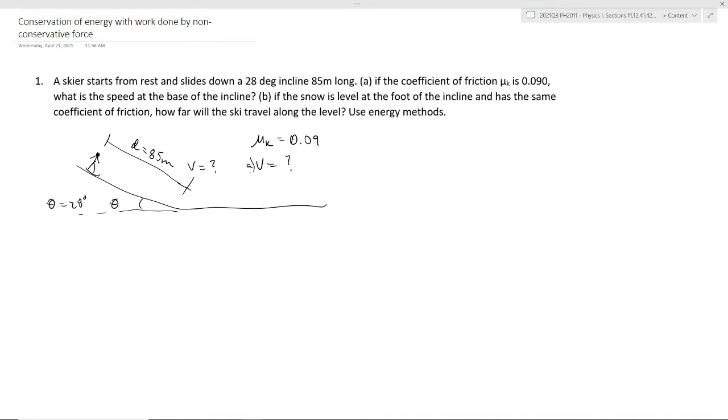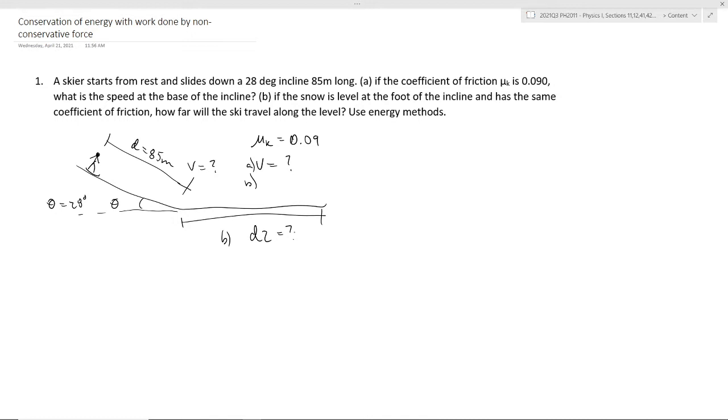That's for part A. And then part B is asking us, if the snow is flat at the foot of the incline and has the same coefficient of friction, how far does it go? So part B is asking, how far does the skier travel? And we're doing this with energy conservation. This problem is a good chance for us to review how friction works on an incline too. So it's a pretty good problem.